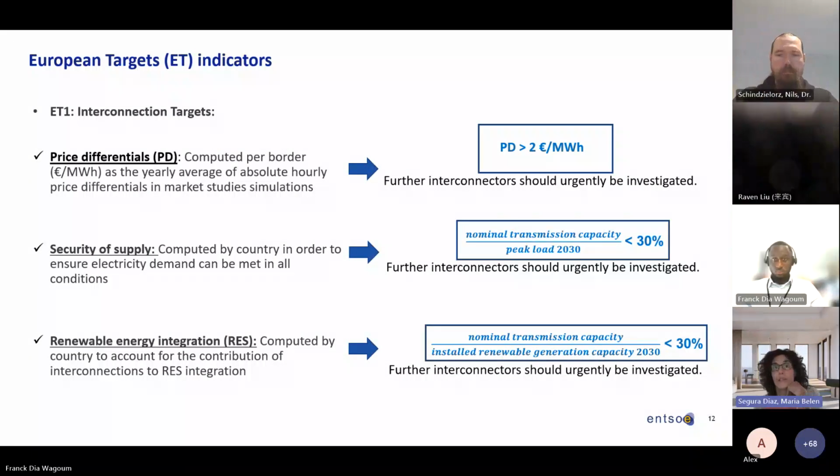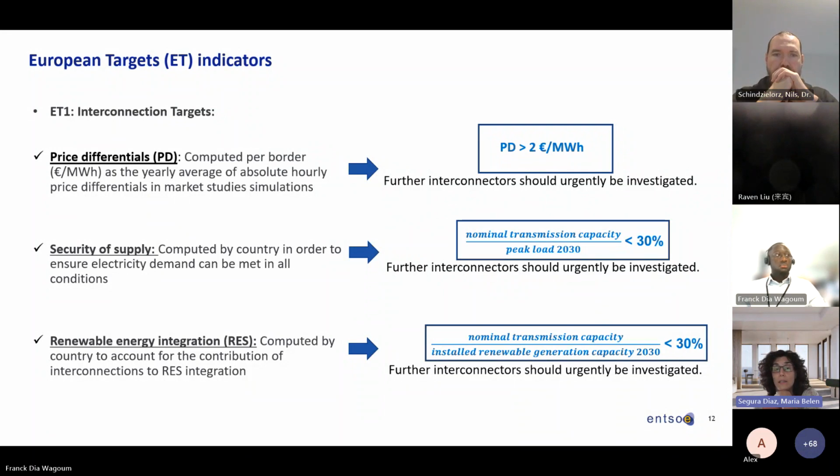The first one is related to interconnection, the contribution to union energy targets, and this could be computed through three different indicators as well. The first one is the price differentials indicator. It is computed per border and is obtained from the market simulations as the yearly average absolute hourly price differentials in the market simulations.